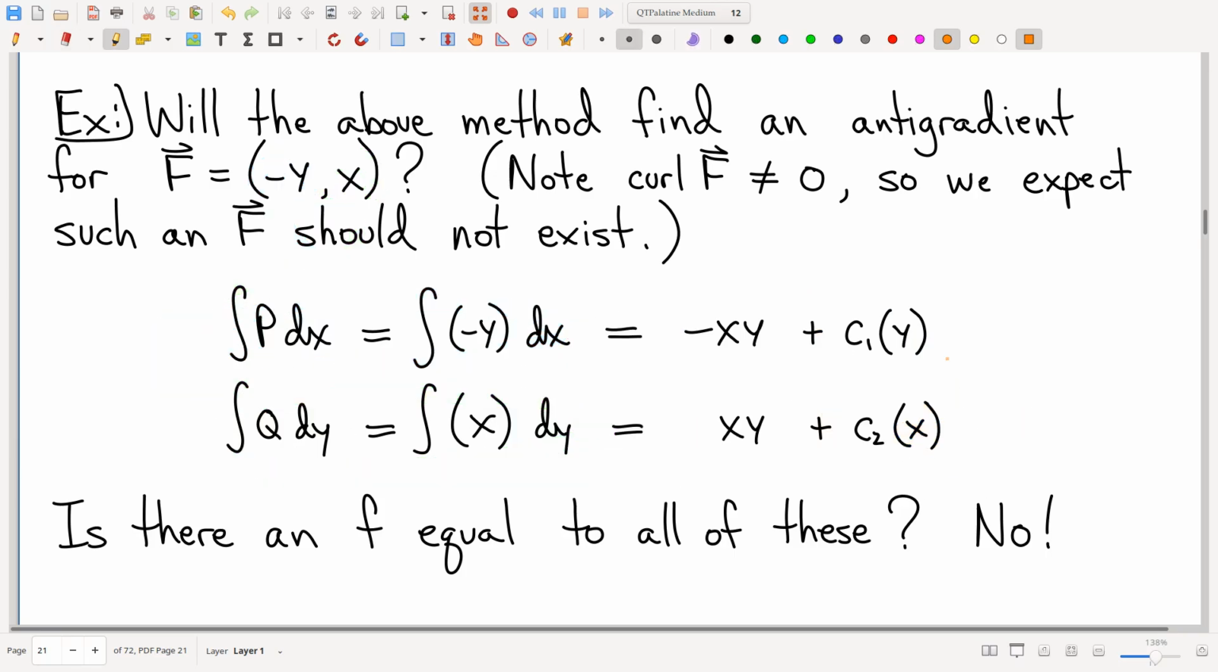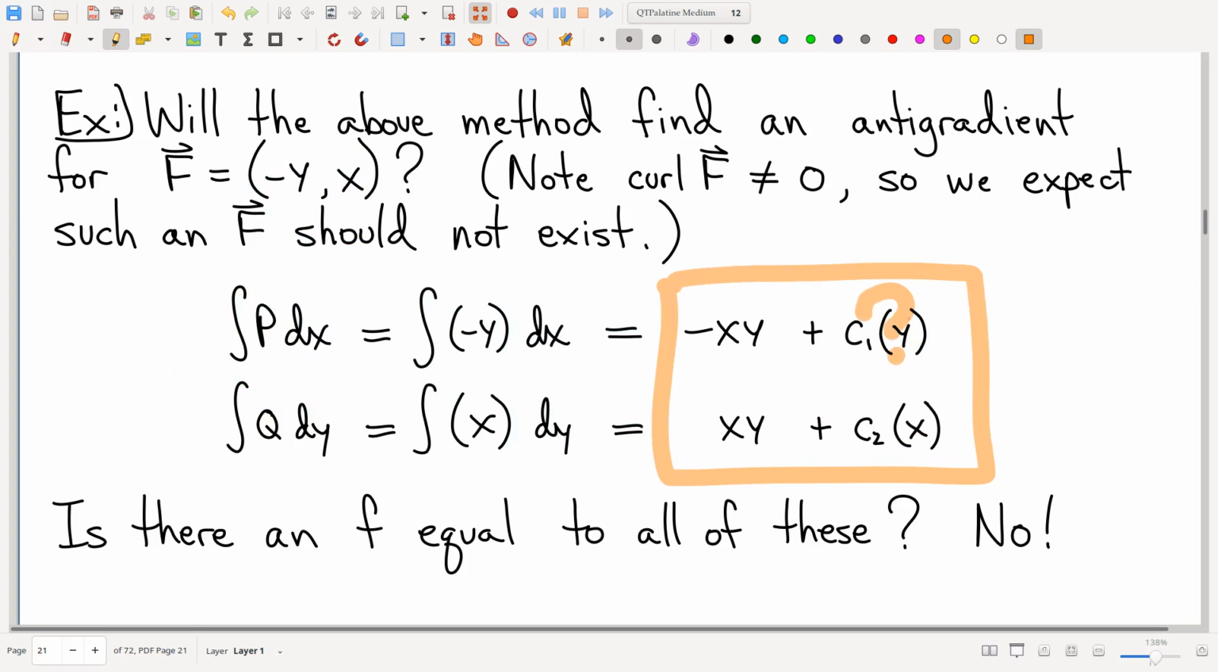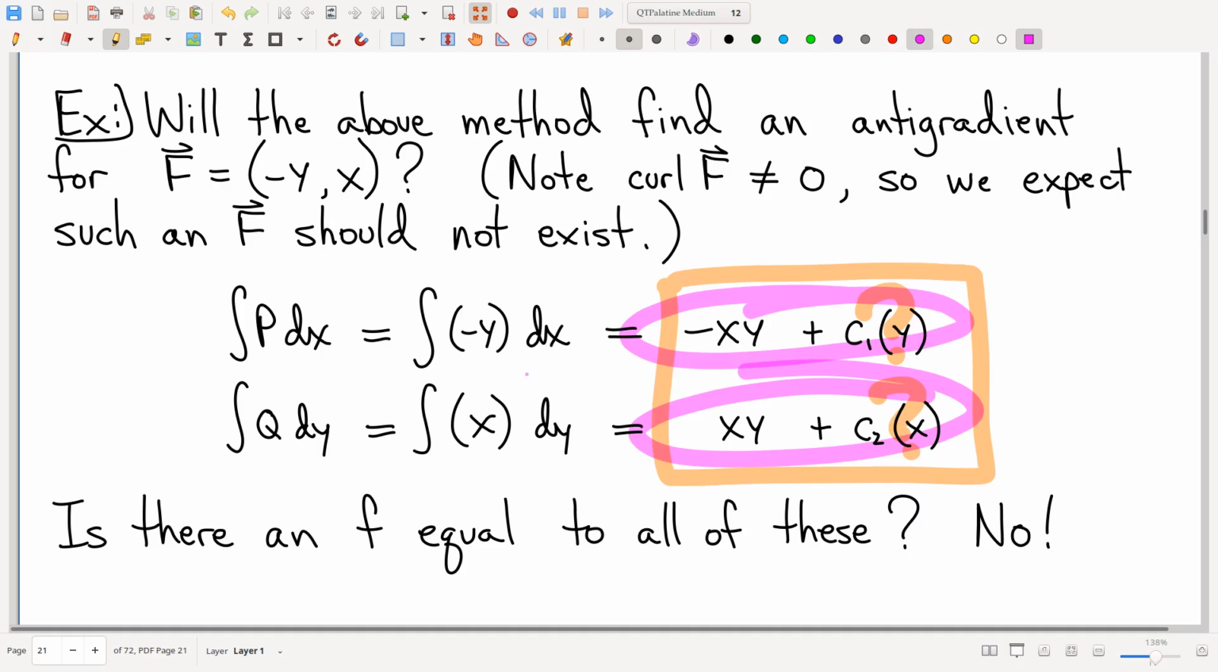And now, let's play the game. Can you think of a function of only y and another function of only x that makes this equal to this? And no, you can't. And if you don't believe me, try. Right? You're going to try, and you're going to keep running up into a brick wall. It just won't work, and so there is no anti-gradient.